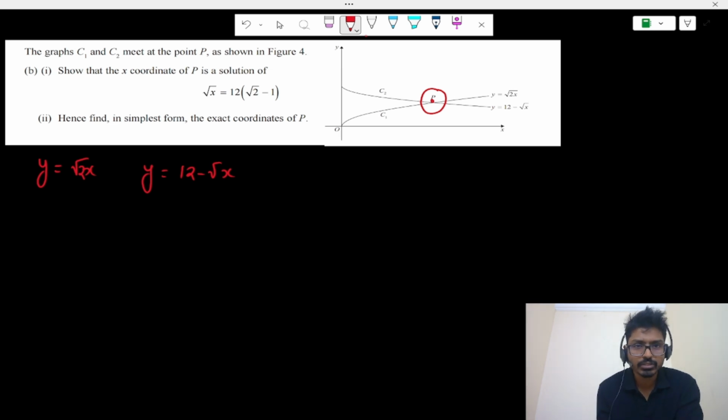The equations: y equals root x is this one, and then we are also going to write the other, which is 12x.